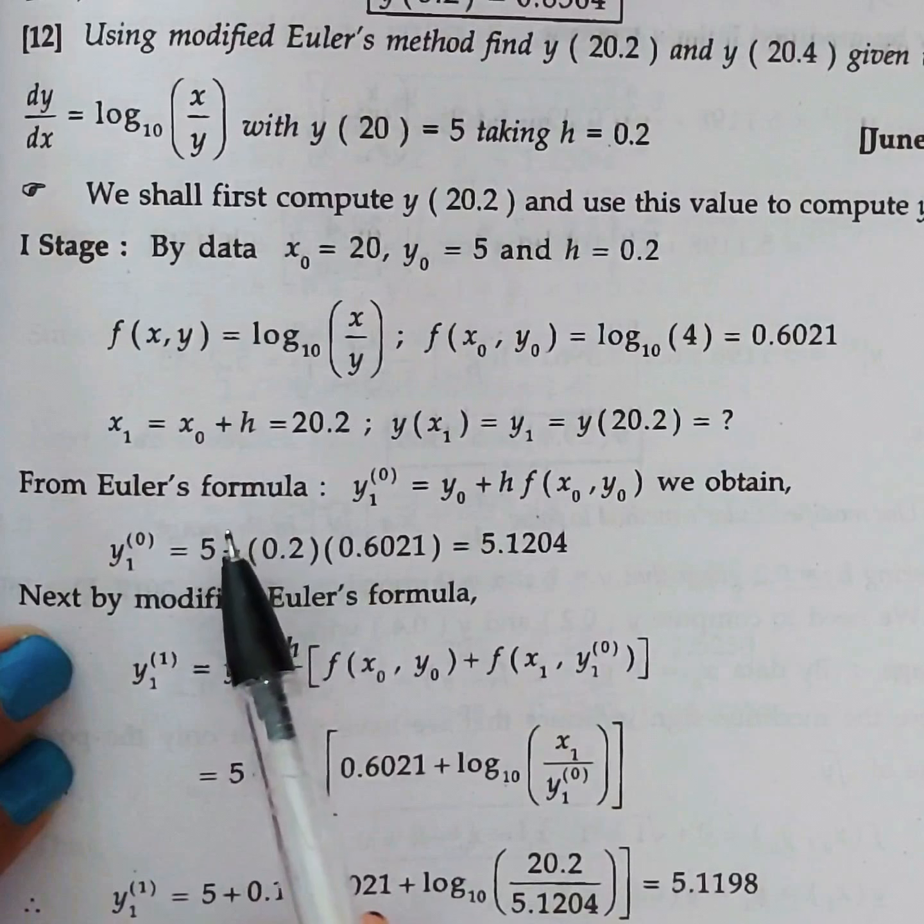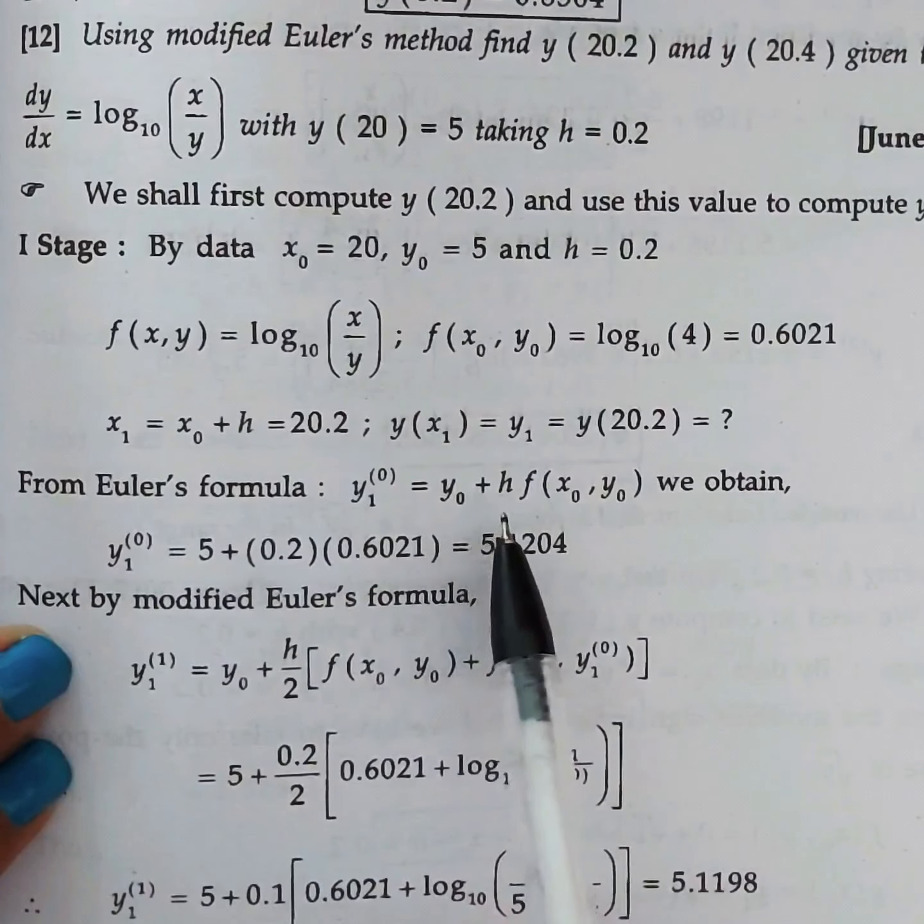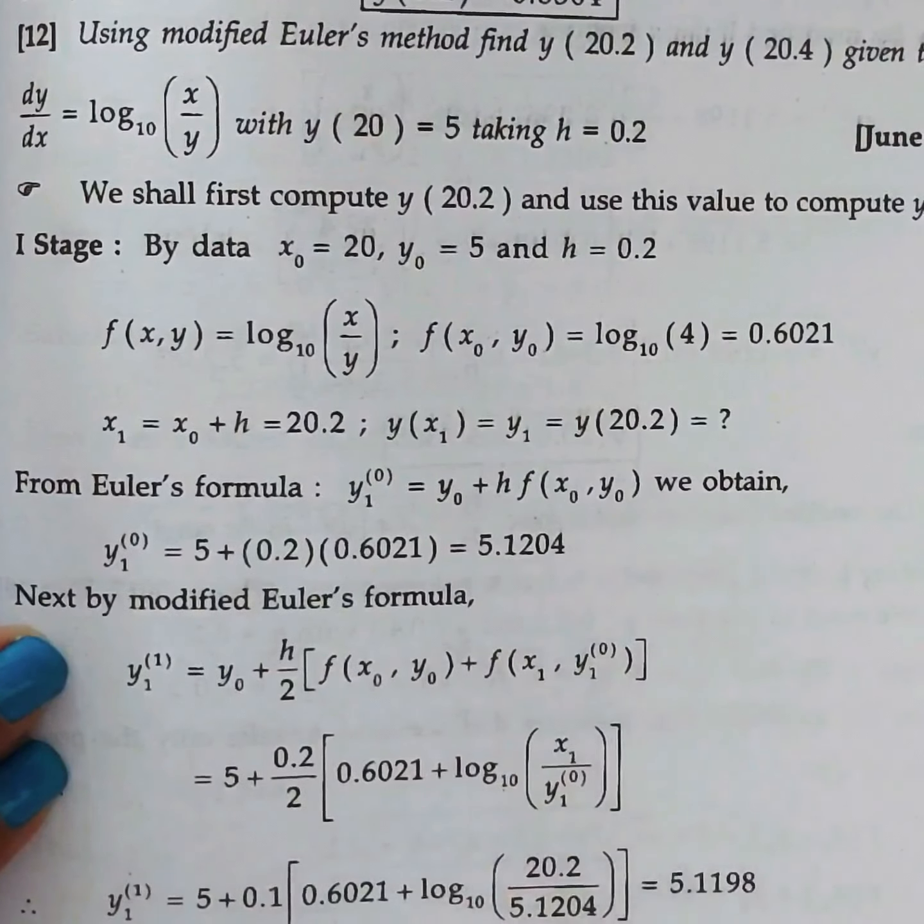Now we are going to use the first formula, that is the approximation formula. y1 of 0 is equal to y0 plus h into f of x0 y0.